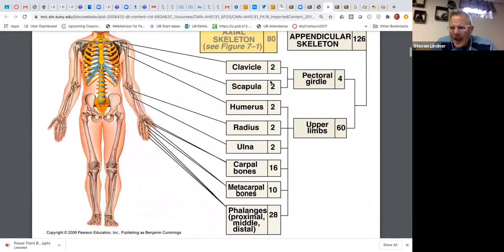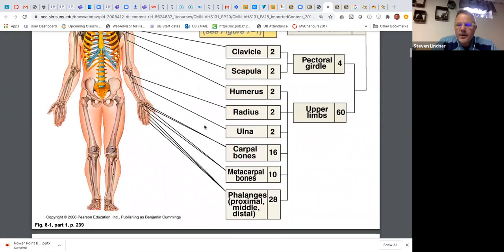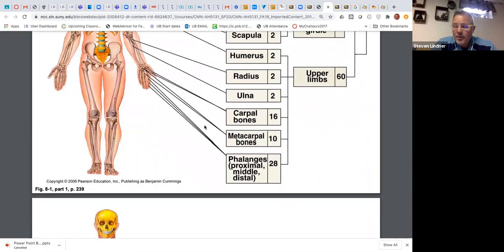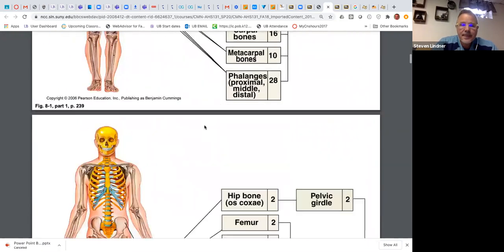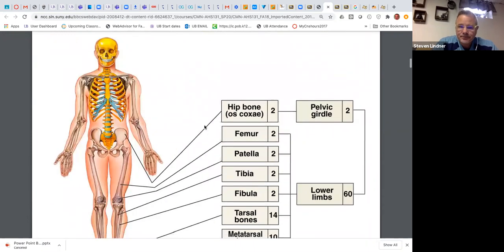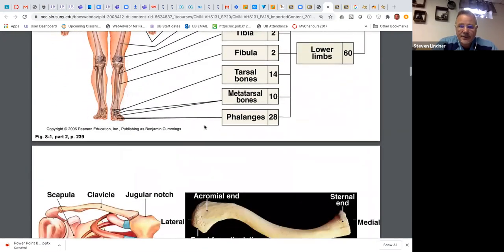And then it just tells you how many: 2 clavicles, 2 scapulae, 2 humeri. So we know that there are 206 bones in the body, and they all form joints, with the exception of the hyoid bone, which is in the throat. It really doesn't form any type of official joint.